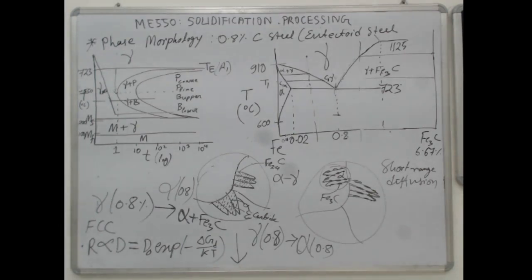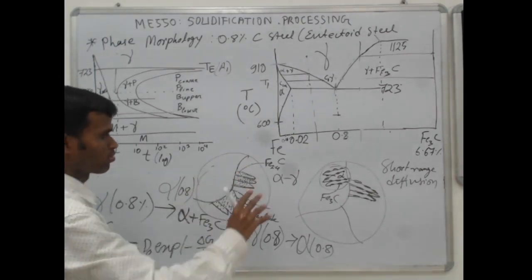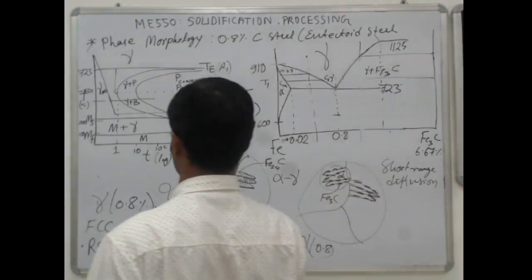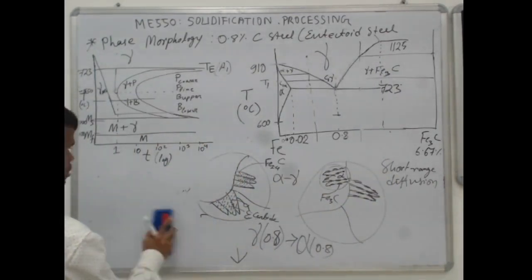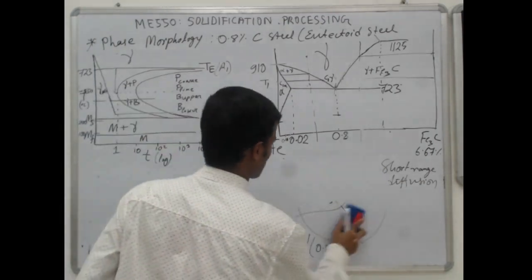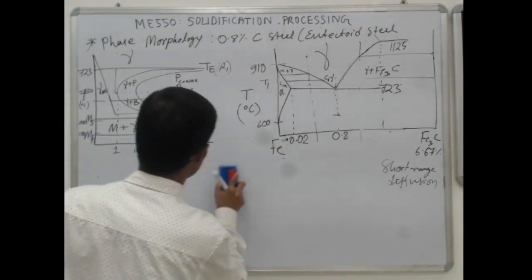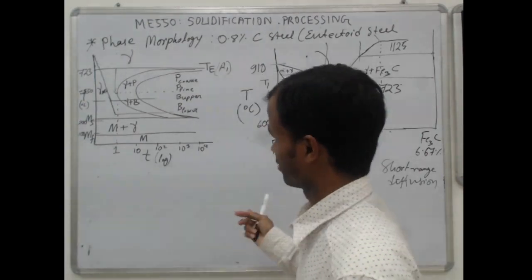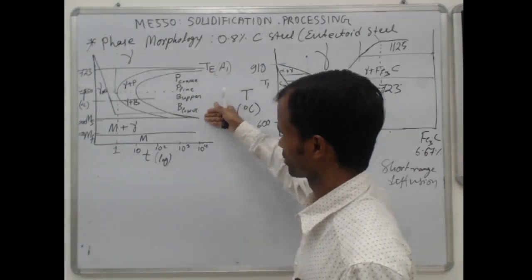So this is how this whole structure will be converted to lower bainite, and the thickness will be even less. So there the strength or the hardness increases.